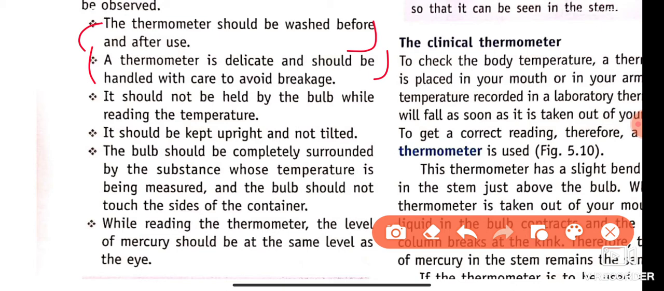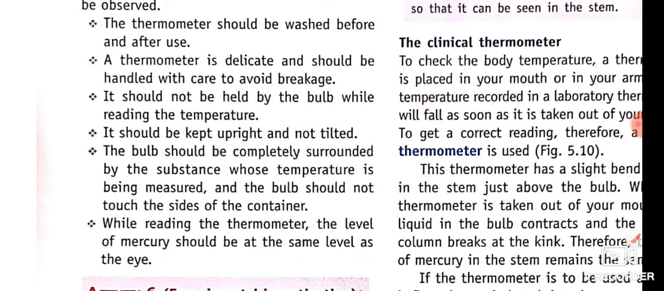It should not be held by the bulb while reading the temperature. We hold the thermometer from the side away from the bulb, where the substance is filled. It should be kept upright and not tilted. Whenever we measure, it should be kept upright, straight.